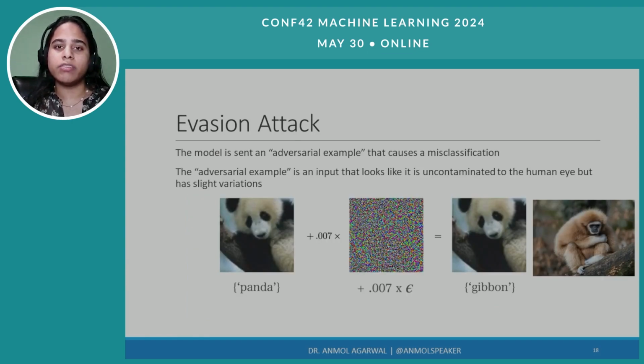So the next kind of attack we'll talk about is the evasion attack. In the evasion attack, the model is sent an adversarial example, and that causes a misclassification.